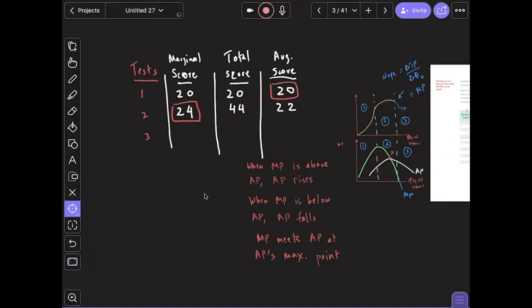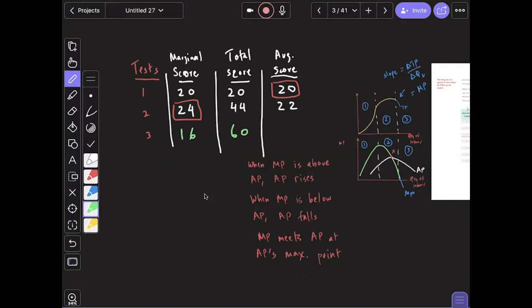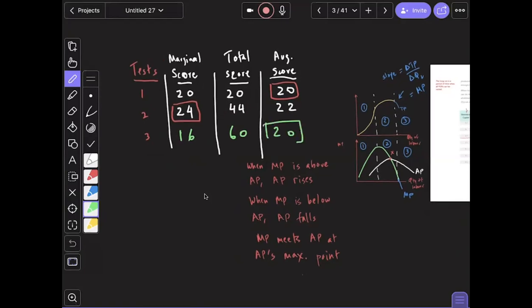What about the third test? What if in the third test you scored 16? What will be your total now? Your total will be 60. And what is your average? 60 divided by 3, 20. What made your average go down again? You did worse than the average, your average was 22. You did worse than the average, so it went down. Do you guys get the idea?